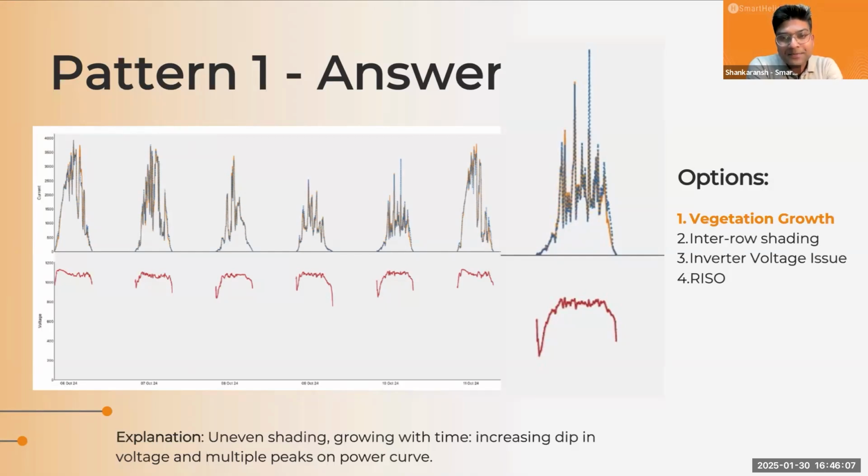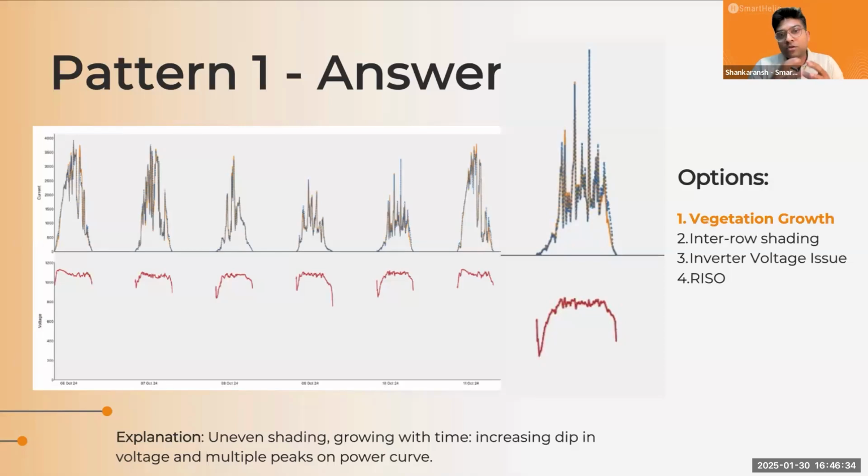But Shankaraj, that's interesting. Why do you think that most people believed it was an inverter voltage issue? That can happen if I'm only looking at the voltage in the morning, and it's also a signature of inverter startup voltage. Sometimes the startup voltage starts creating issues, and it can have that pattern.